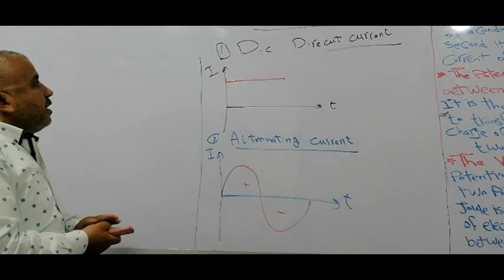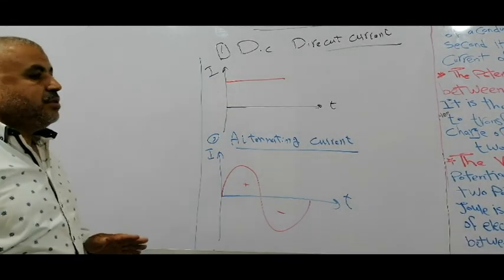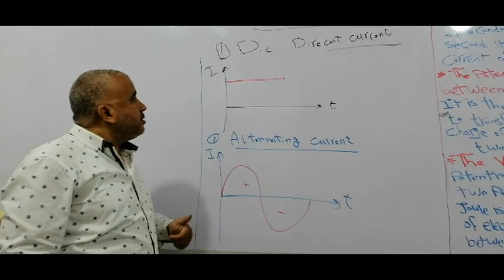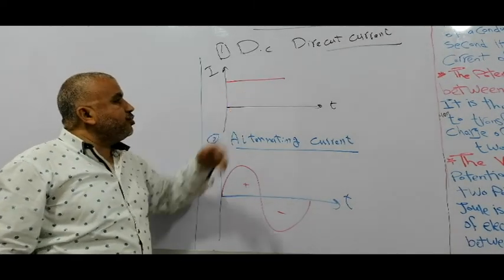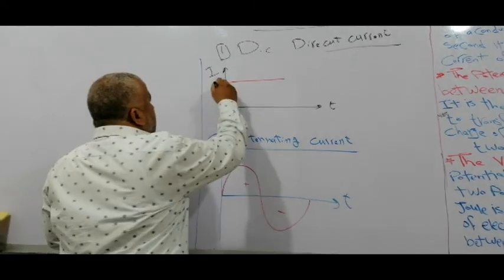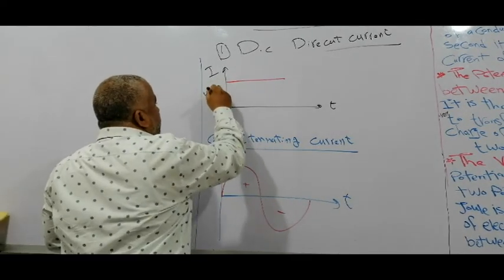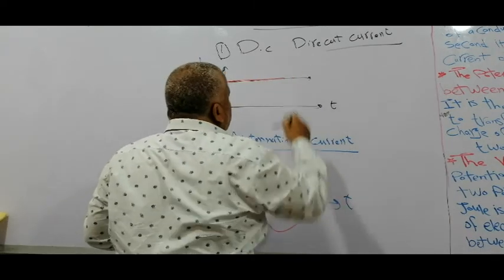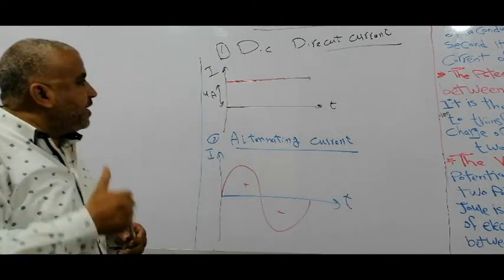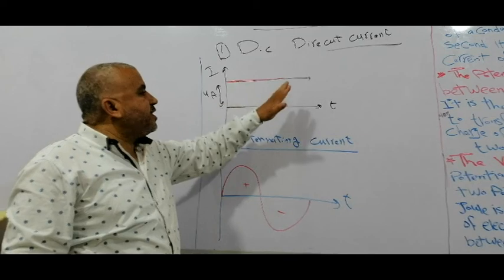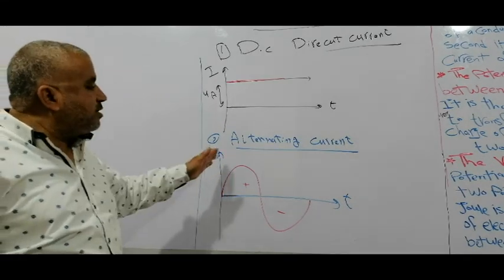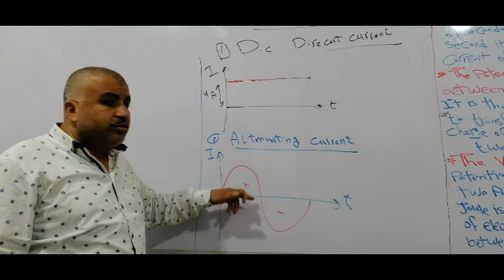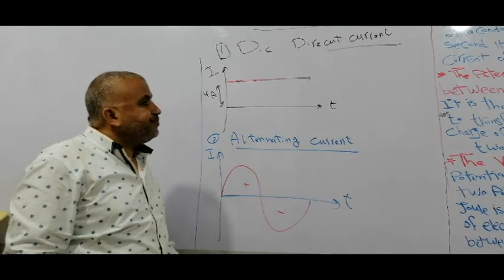So there are two types of current. Direct current is constant in magnitude, for example 4 amperes; after any time, the magnitude and direction stay the same. But alternating current is variable in magnitude and direction.